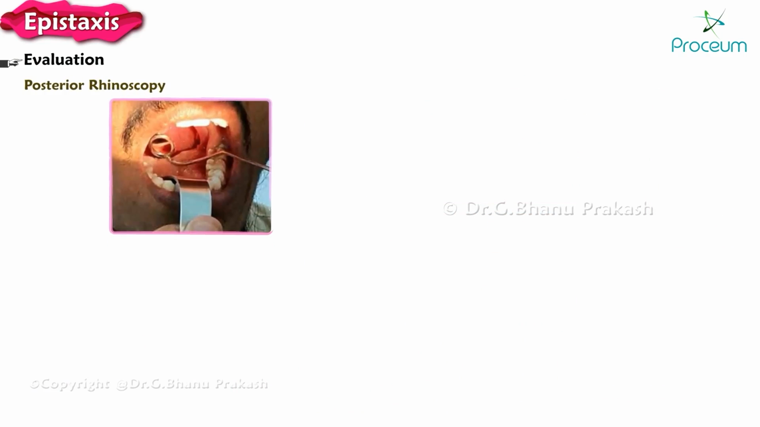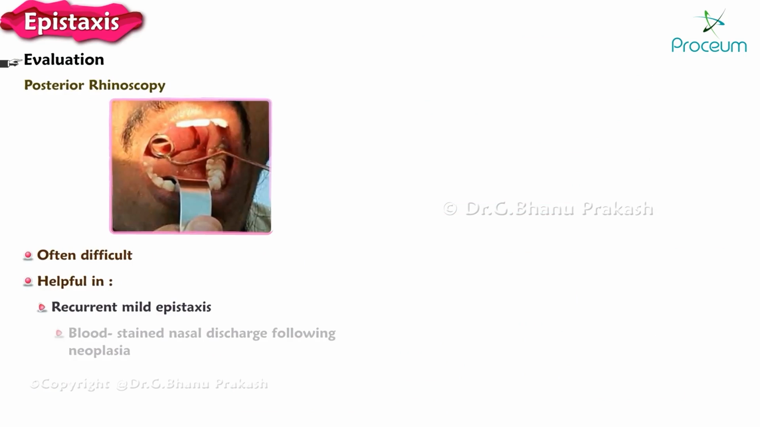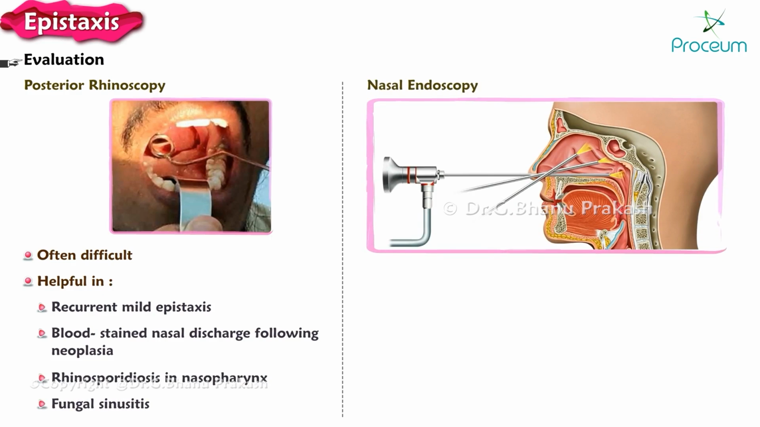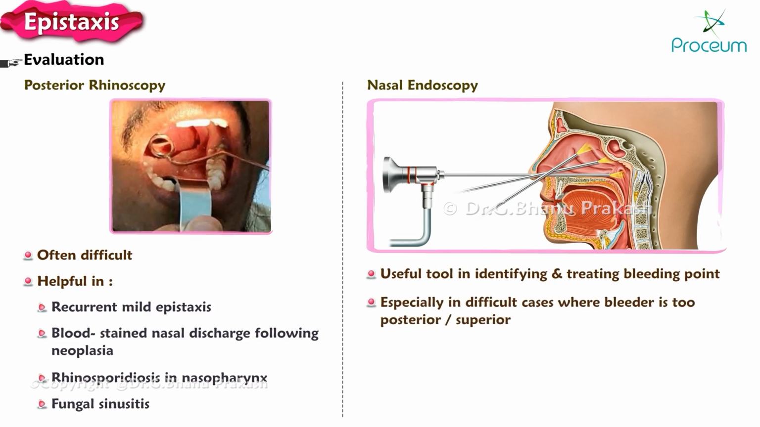Posterior rhinoscopy. Posterior rhinoscopy is often difficult, but is helpful in recurrent mild epistaxis or blood-stained nasal discharge following neoplasia, rhinosporidiosis in the nasopharynx, or fungal sinusitis. Nasal endoscopy. Nasal endoscopy is a very useful tool in identifying and treating the bleeding point, especially so in difficult cases where the bleeder is too posterior or superior.